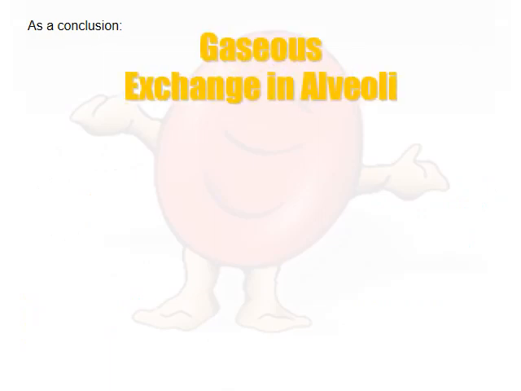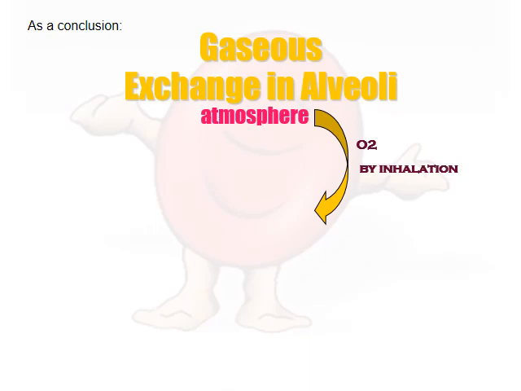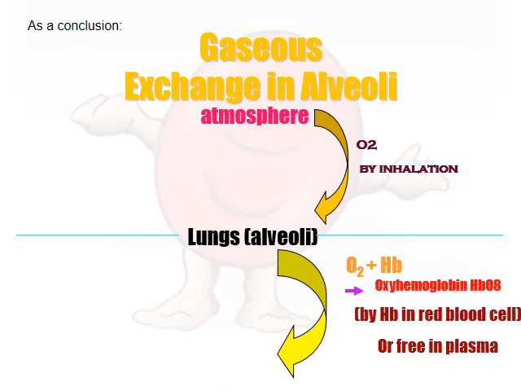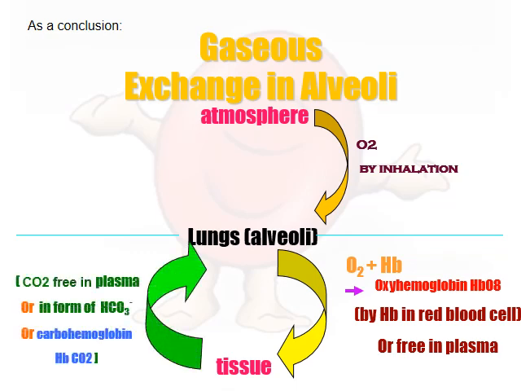As a conclusion here, in gaseous exchange in the alveoli, we have many reactions. O2 is going to be obtained by inhalation in the lungs, and this will cause the oxygen to bind with hemoglobin to give something known as oxyhemoglobin, Hb in red blood cells or free in plasma, while in the case of the tissue, the CO2 free in plasma or in the form of bicarbonate or carbohemoglobin, HbCO2, is going to be transported toward the lungs, and the reaction here is going to occur with CO2 leaving by exhalation.